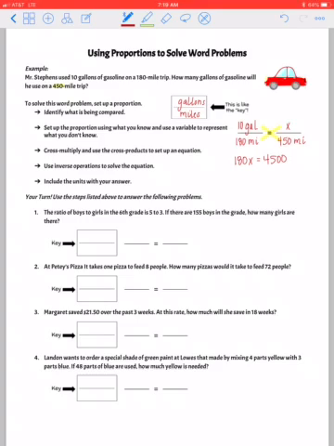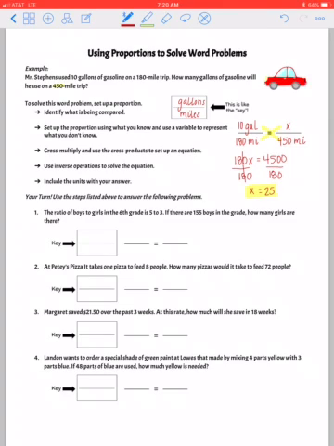Step 4, use inverse operations to solve the equation. Since 180 and X are being multiplied, I need to use the inverse operation and divide both sides by 180. 180x divided by 180 simplifies to 1x, and 4,500 divided by 180 equals 25. So x, our unknown, equals 25.